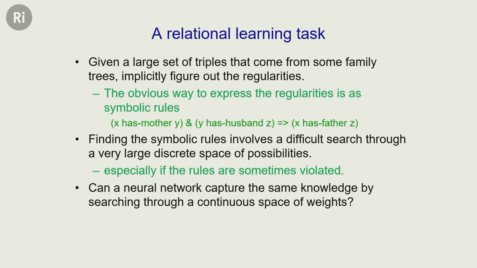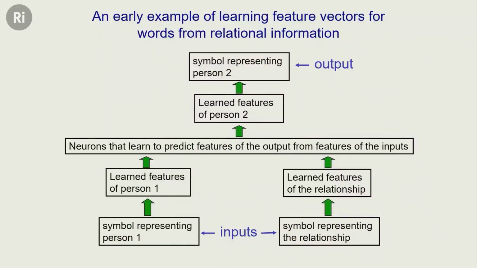I wanted to do it by learning features for words and having interactions of features. And that would involve searching a big continuous space of connection strengths instead of a small discrete space of rules. So this was the network I used. The inputs were a bunch of neurons, and you turn on one neuron for the symbol representing person 1. There were 24 possible person 1s. And you turn on one neuron for the symbol representing the relationship. There were 12 possible relationships.